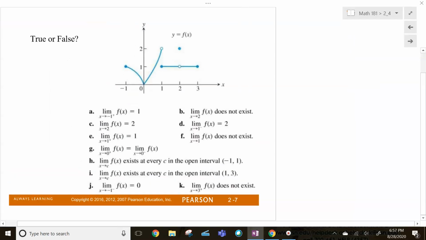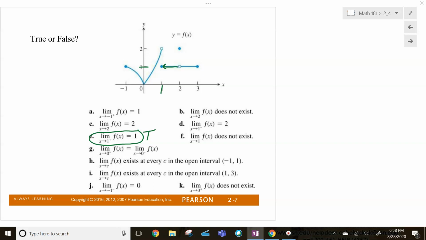All right, E. Limit as x goes to 1 from the right is 1. So here's my 1. I'm going to approach it from the right. Is it 1? Sure enough, it's 1. True. E is true.